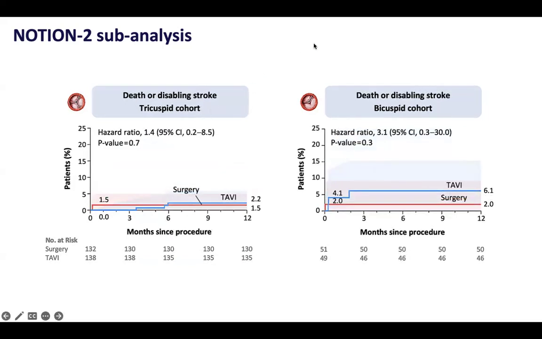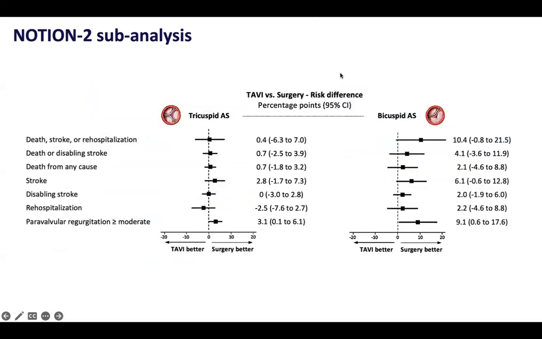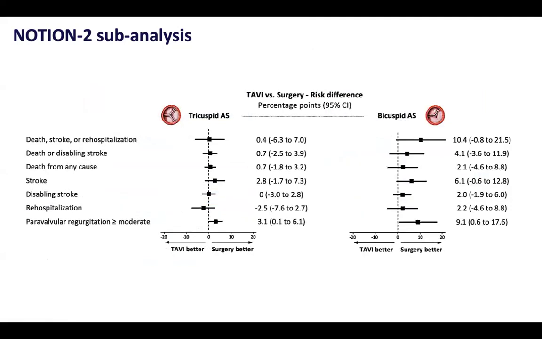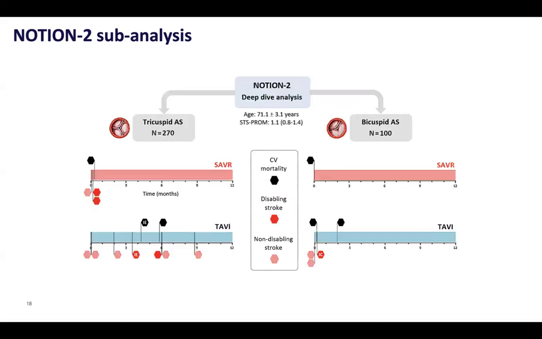And if you look at death or disabling stroke, there are a couple more events with TAVI, especially annulus rupture cases. There were 2 annulus ruptures in type 2 bicuspids. That was one issue. There were a couple of strokes as well with the Evolut valve, where a lot of valve repositionings were done in some centers. So that's what you see if we break down the NOTION 2.